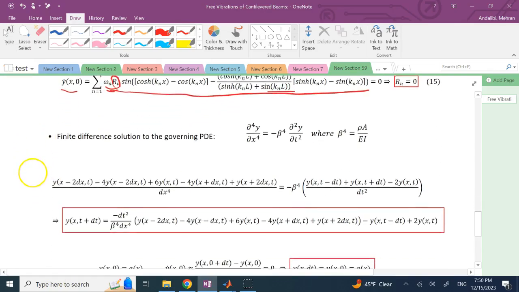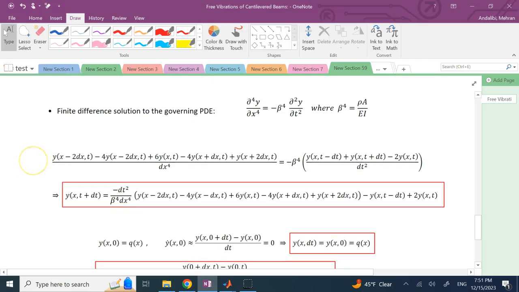Now, if we want to simulate this system with finite difference and go about it numerically, remember this was the governing equation with beta being that. So here we have to discretize these derivatives.